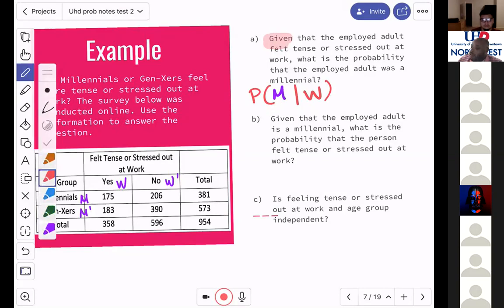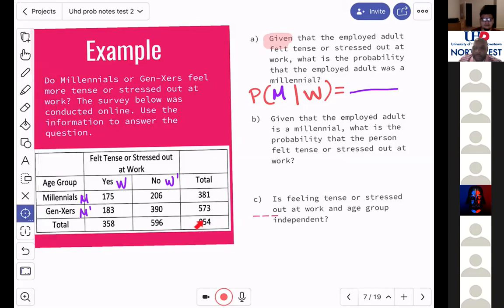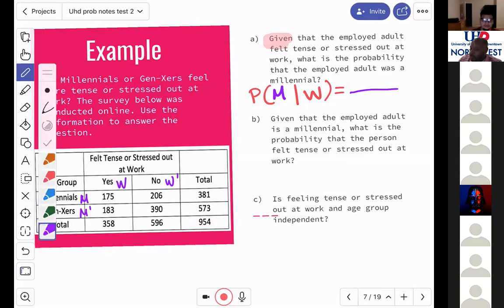So, because this now tells me, what people am I interested in? Am I interested in everybody in the sample? Am I interested in all 954 people? No. I only care about who? The 358 people that make up W, the people who felt tense or stressed out at work. So that's 358. And out of those people, who do I care about? The 175 that are millennials.